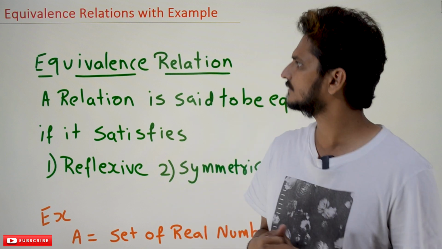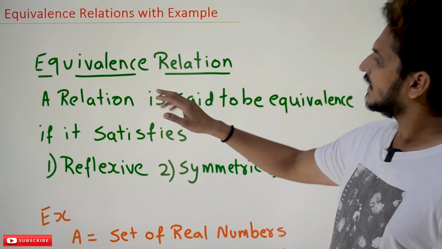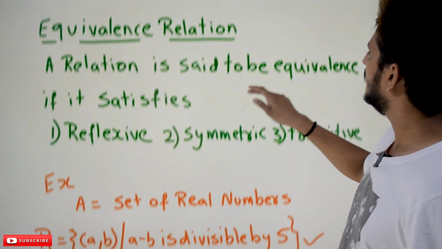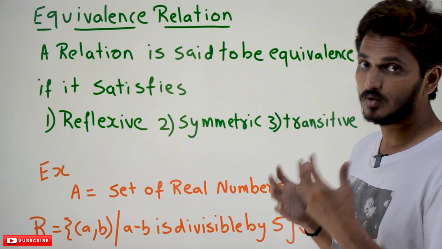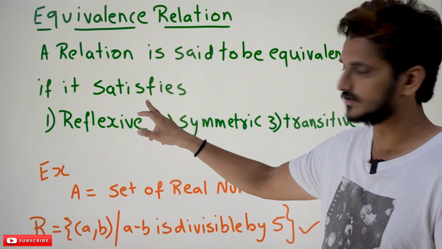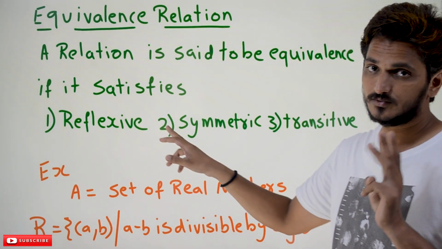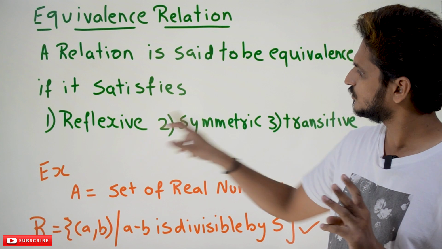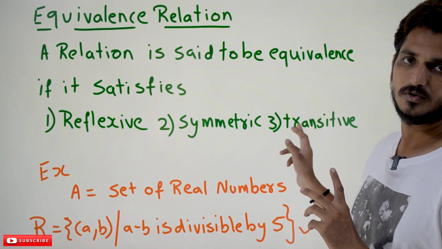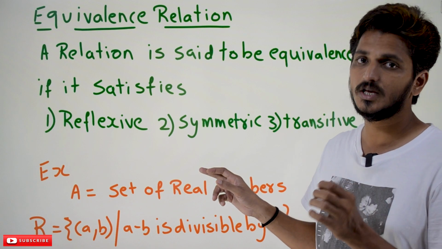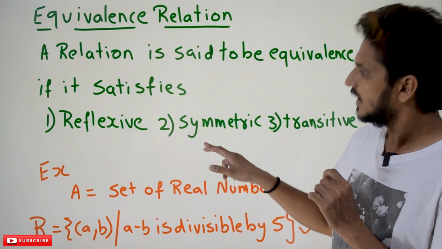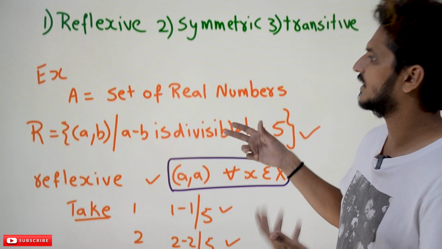Coming to today's class, a relation is said to be an equivalence relation if it satisfies three properties: reflexive, symmetric and transitive. If it satisfies all these three properties, then we say that the relation is an equivalence relation. Let's take an example and understand it better.